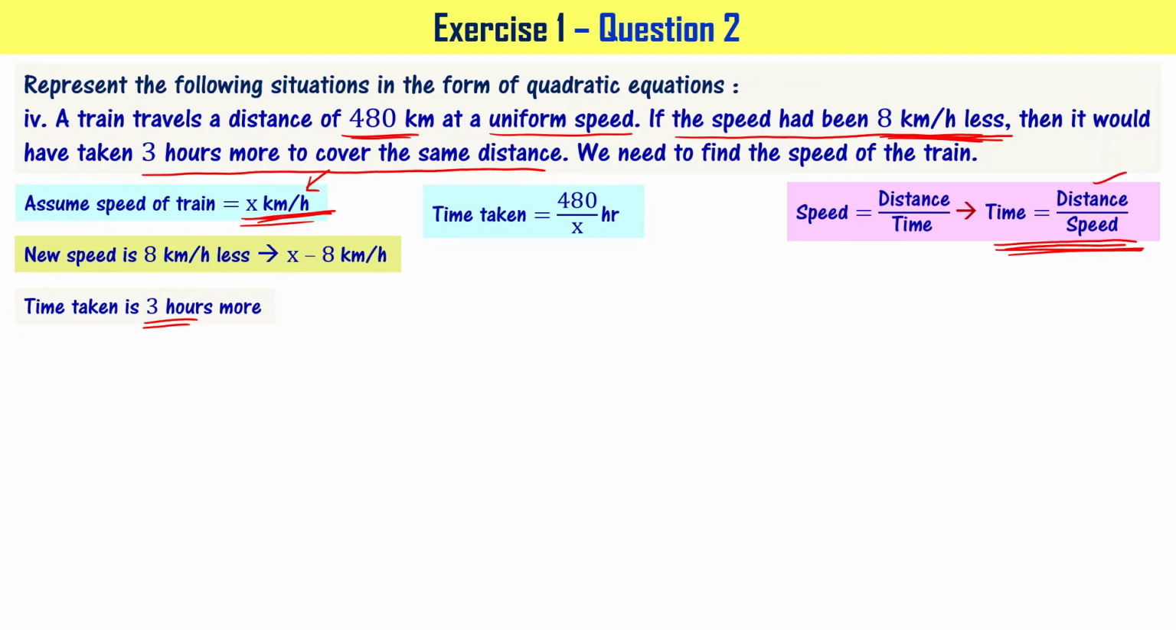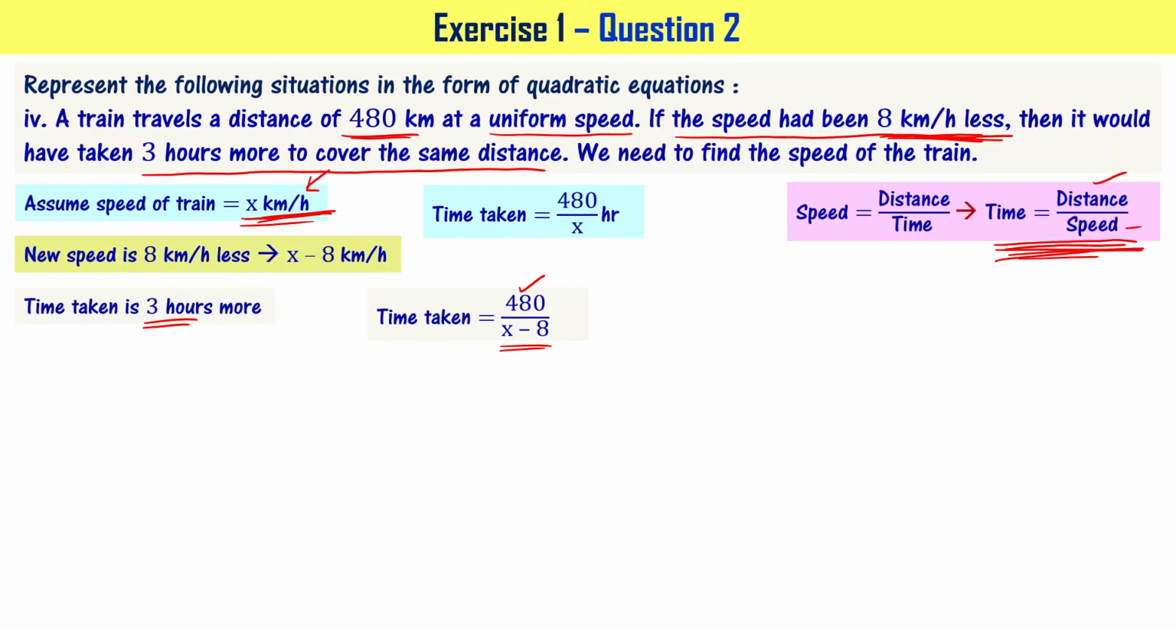You look at this equation. Distance is 480 kilometers and speed is x kilometers per hour, right? So in the original case, the time taken is 480 divided by x hours. In the second case, the time taken is going to be 480 divided by x minus 8, right? 480 is the distance and x minus 8 is the speed. As per this formula, time taken is 480 divided by x minus 8.